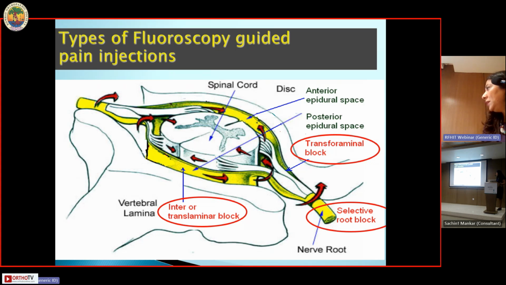But when you are medial and within the intervertebral foramen, you call it a transforaminal. So you get a nerve root spread and an epidural spread of contrast. And if you are lateral, that is near the exiting root, and you're outside the intervertebral foramen, it is more of a selective nerve root block.